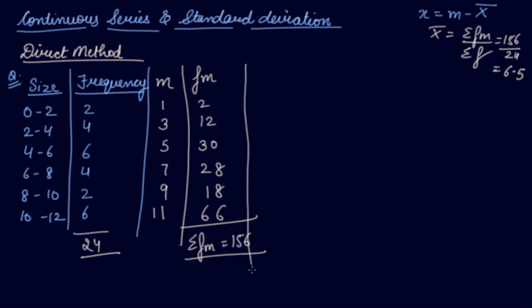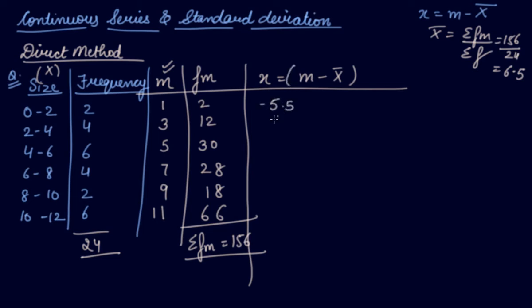Now what you will do is take the deviation from the mean. But from whom will you take the deviation? X is in the class, so you will take the deviation now from the mid value. So you find the small x, the mid value deviation taken from the mean. You get the answer as 5.5, 3.5, 1.5, 0.5, 2.5, 4.5.